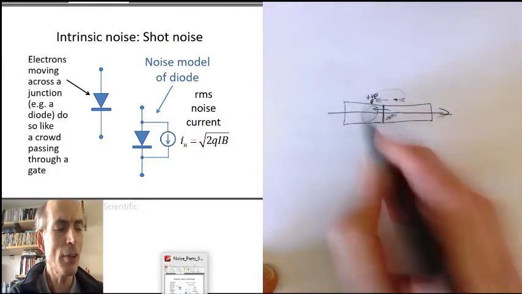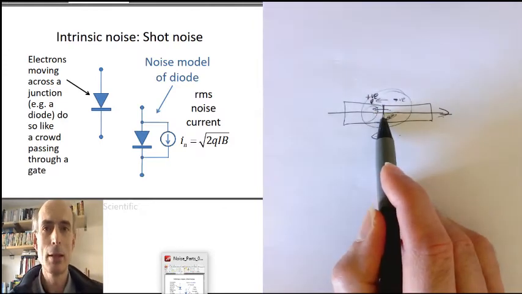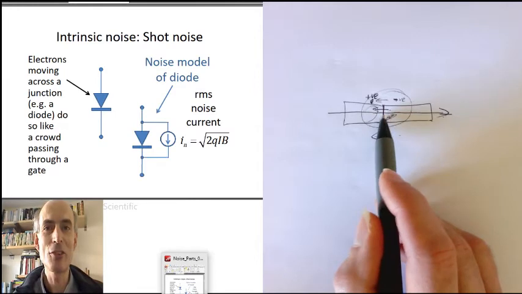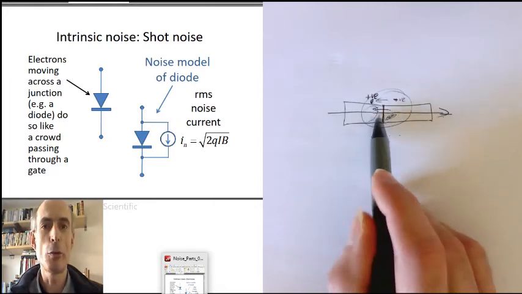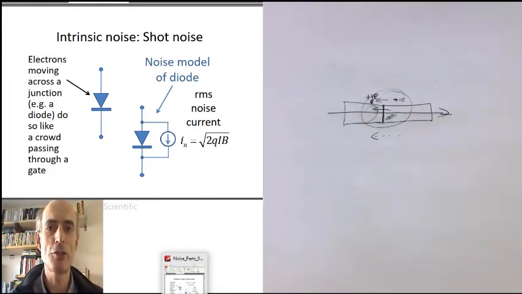This process happens so quickly that it effectively cancels out any slight shot noise component that might exist in the current flowing through a wire or a resistor.